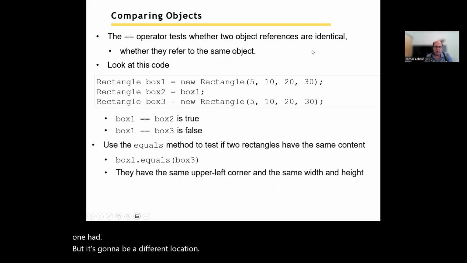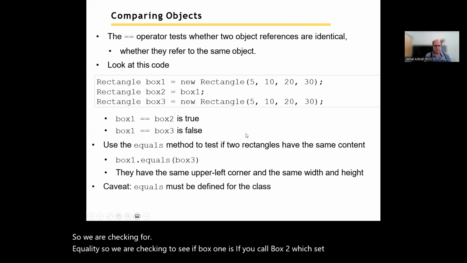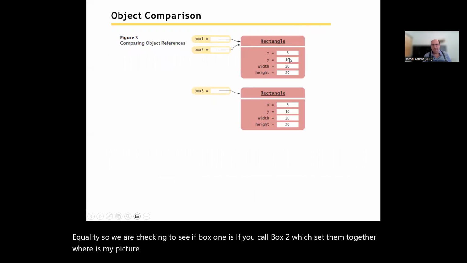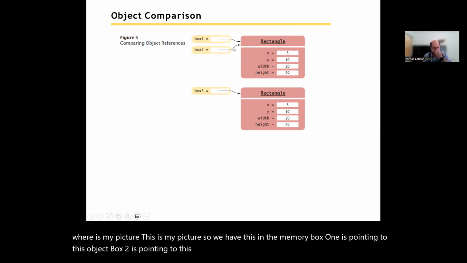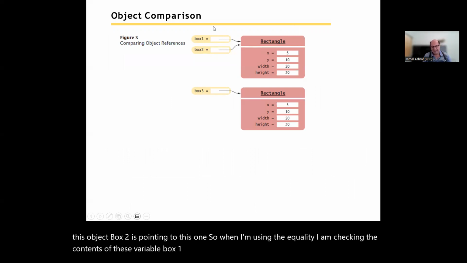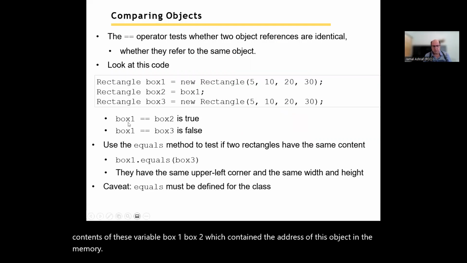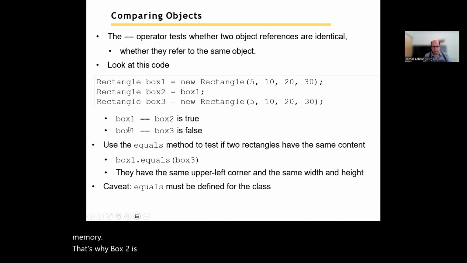So we are checking for equality. We are checking to see if box 1 is equal to box 2. Where is my picture? This is my picture. So we have this in the memory. Box 1 is pointing to this object. Box 2 is pointing to this one. So when I'm using equality, I am checking the contents of the variables box 1 and box 2, which contain the address of this object in the memory. That's why box 2 is equal to box 1, but box 3 is not equal to box 1, meaning that they are not pointing to the same location.